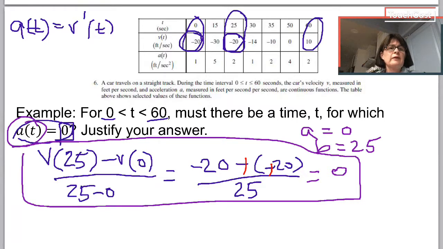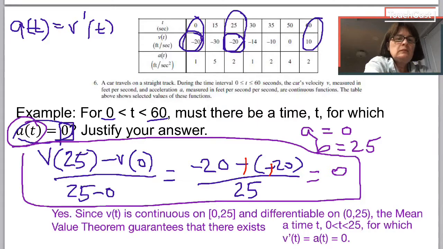And now I'll type in the words that I would write to justify my answer. So I had my average rate of change computation, v of 25 minus v of 0 over 25 minus 0, already set. And I started my write-up. The question is a yes or no question, so I have to make sure I answer. So I said yes. Since v of t is continuous on the closed interval 0 to 25 and differentiable on the open interval 0 to 25, the mean value theorem guarantees that there exists a time t between 0 and 25, for which v prime of t equals a of t equals 0.